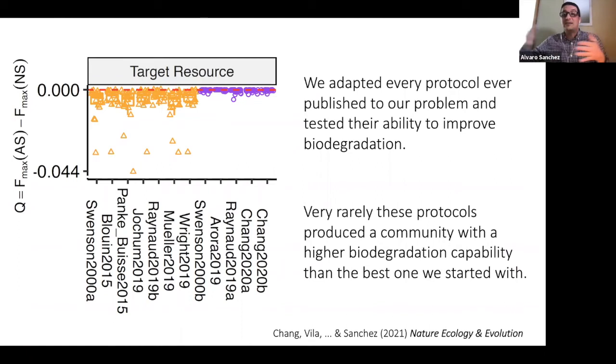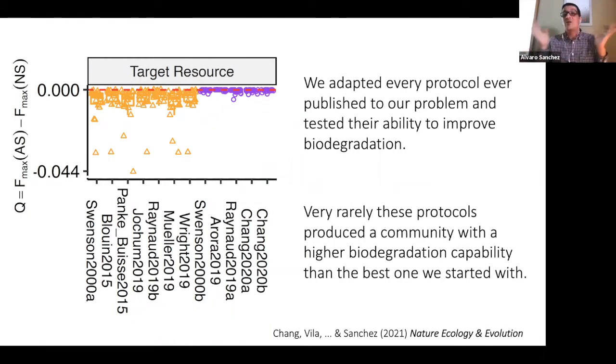And then you can ask, if I keep doing this 20 times, I measure the functions of my communities at the end of the 20 passages, and one of those communities will be the best. So that's this one here. This is the Fmax for the non-selection control. Now I am comparing this to what you would get if you applied these protocols to the communities.